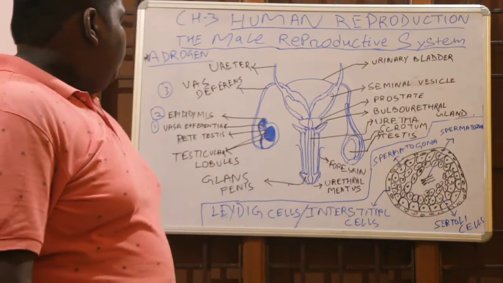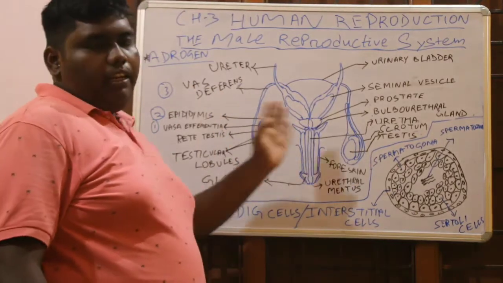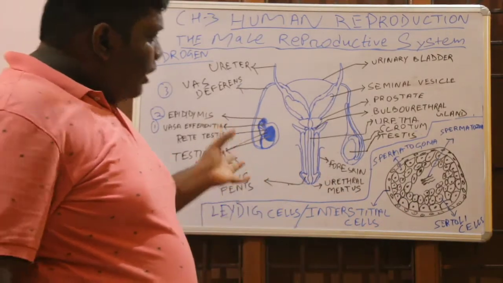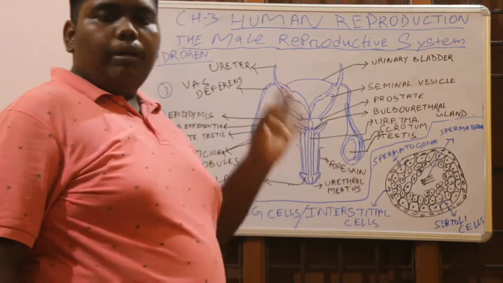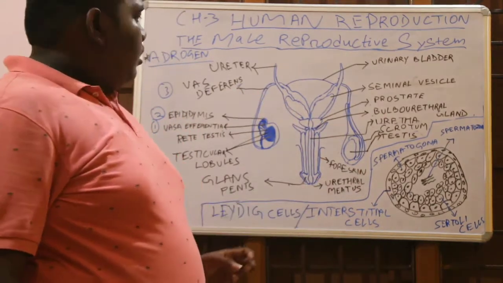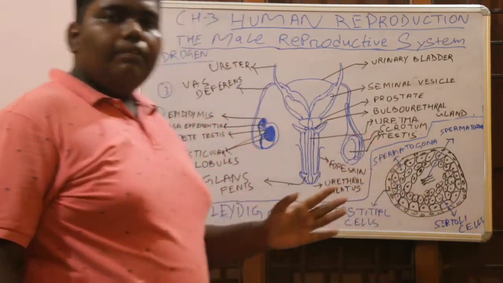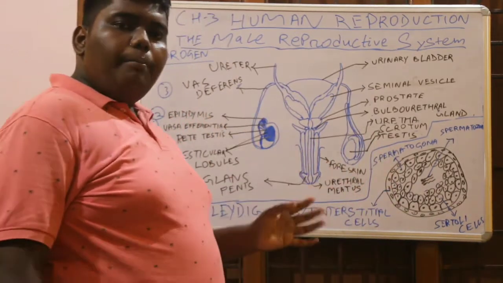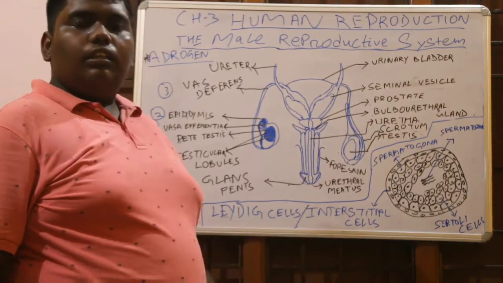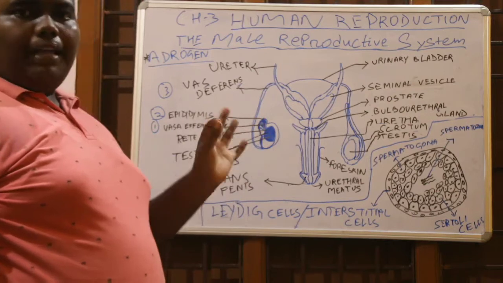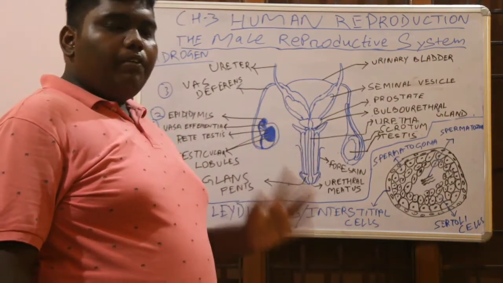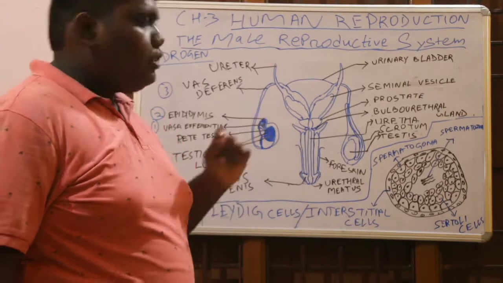First one is the external genitalia. What is called external genitalia? The parts that are visible to a normal human eye. Then the accessory glands, those glands that help in the function of the male reproductive system, and then the accessory ducts. The ducts means pipe-like structures, the ducts that help in proper functioning of this system.